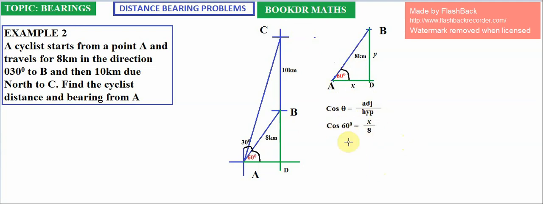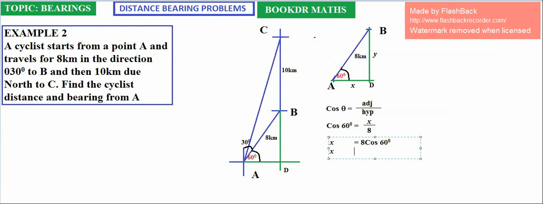We are looking for x, so we cross multiply. This is over 1. The x multiplies the 1, and the 8 multiplies the cos 60. So we are going to have x, then 8 cos 60 degrees. So we are going to find the value of 8 cos 60 degrees.